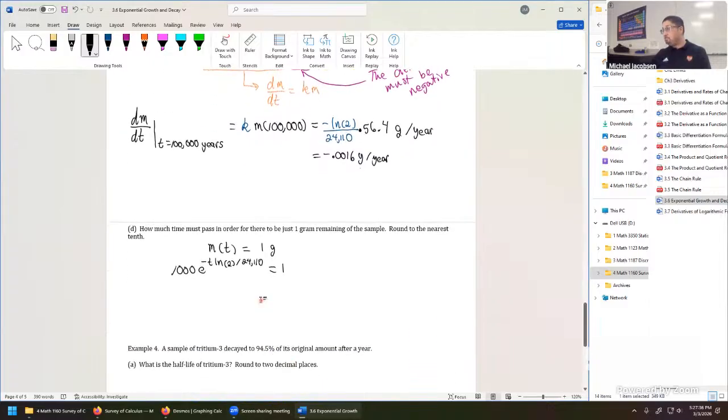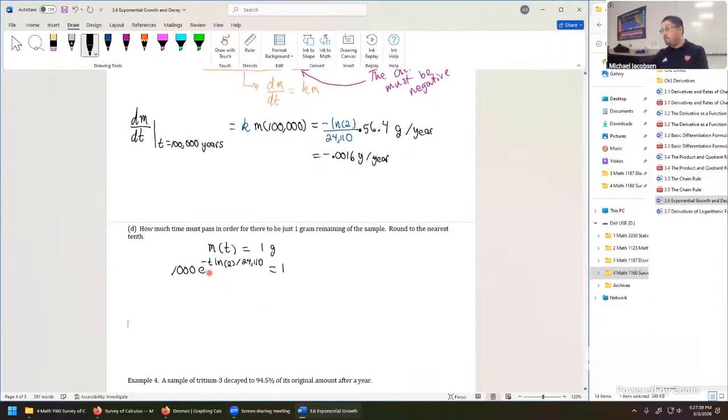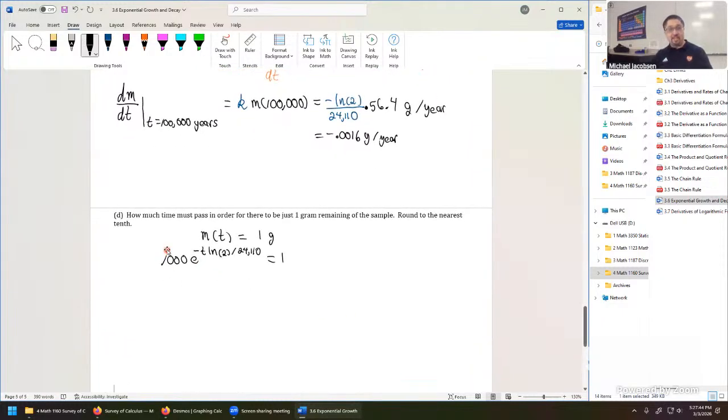Once we go down here, our goal is just to solve for the variable t. That's not too bad. It's the same kind of steps. There's a lot of steps. So once again, shout out to Haley's formula on example 2. That could be applied in this problem right here to solve for time. But going this route, let's divide by 1,000. You'll get e to the power negative t natural log 2 divided by 24,110 equals 1 divided by 1,000, or 0.001.